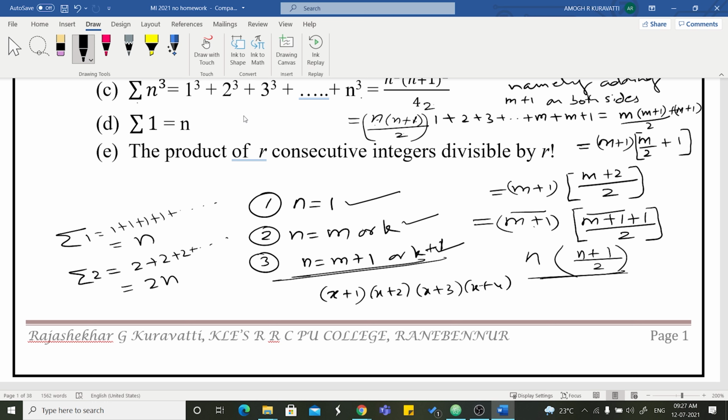Suppose in one factor it is, say, x plus 5. Then there are 5 terms: 1, 2, 3, 4, 5. So it is divisible by 5 factorial. It depends upon the given factors. In general, the product of r consecutive integers is divisible by r factorial. Remember. I hope it is clear, students.